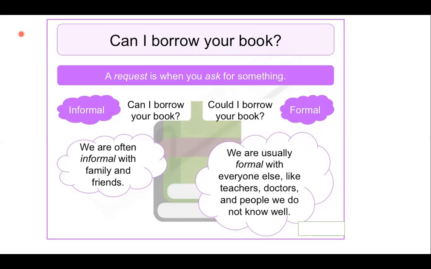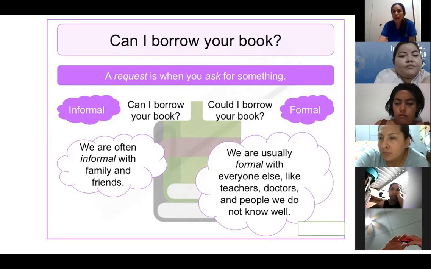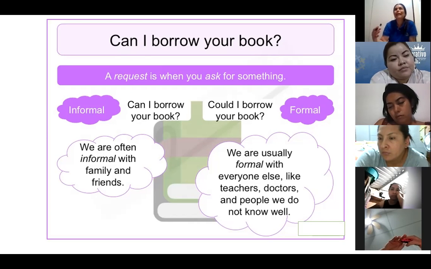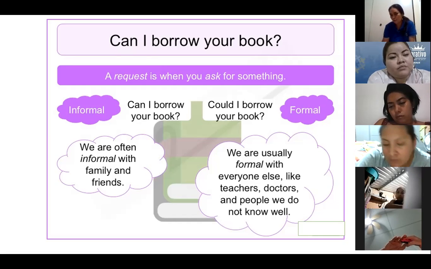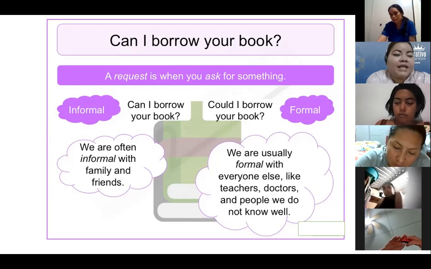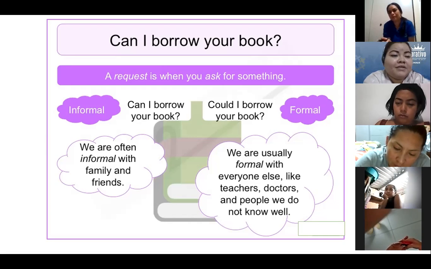In English, we don't use vos and usted. In English, we only use tú. Vale, pero por ejemplo, aquí sí lo usamos, usted y tú. Pero en inglés no, es tú para el jefe, para todos. Entonces sería lo mismo, tú, you are my boss, tú eres mi jefe, you are my friend, tú eres mi amigo.